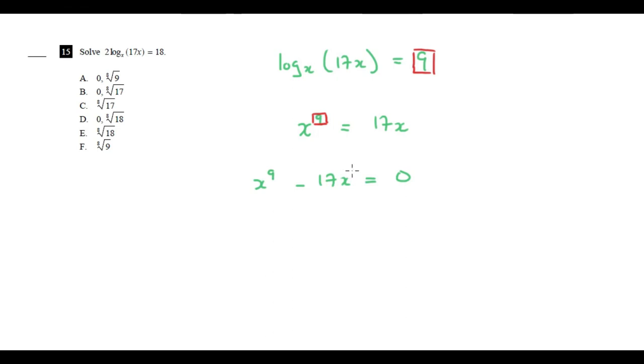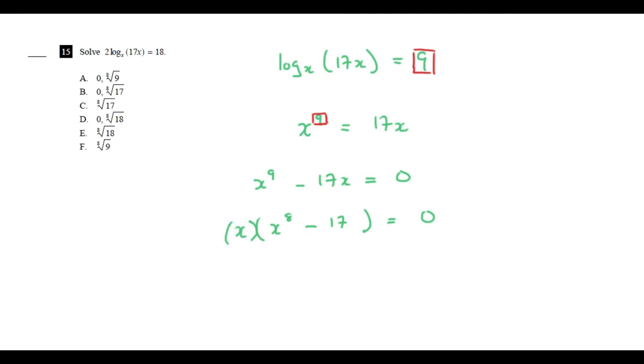So everything has an x in it, so instead of dividing by an x, the best play is to use a common factor here. So we can take a common factor of an x out of both of those. Now, of course, if this second term had a higher power, we could take a higher power of x, but since that was just a linear term, 17x, the biggest power of x we can take out is x to the power of 1, which means this will become x to the power of 8 minus 17. So x times (x to the power of 8 minus 17) needs to be equal to 0.